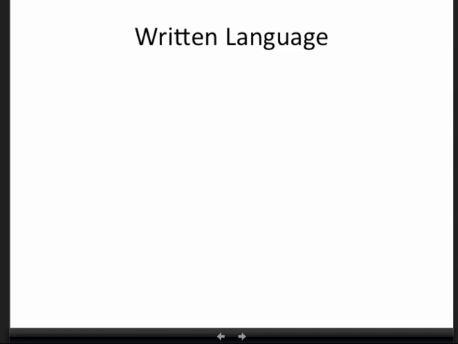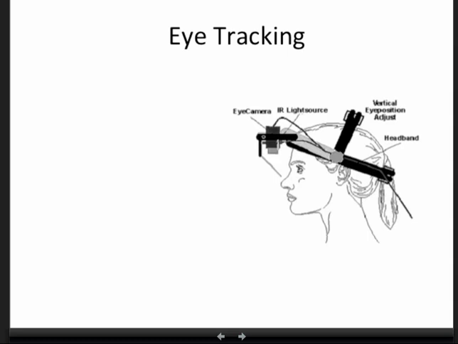Okay, when we talk about written language, one of the things that we want to talk about as well is eye tracking experiments, because a lot of what we know about how people process written language comes from these kinds of experiments. So, what is eye tracking? Well, eye tracking is a really nifty way to see what exactly people are looking at in real time.